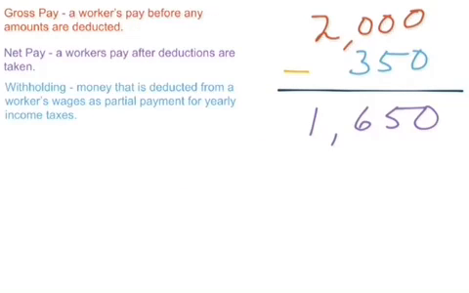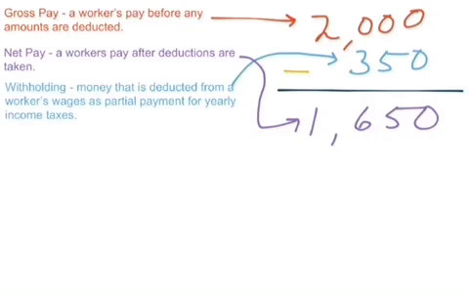So here's what this would look like. Gross pay is a worker's pay before any amount is deducted. Let's say a worker made $2,000 in a month. That would be the gross pay. Now the withholding money that's taken away, and there are a lot of different examples of withholdings, but this is just one: let's say that $350 was deducted to go towards income tax each month. That means that the net pay, the money that would be left over, that the employee actually gets, is going to be $1,650.